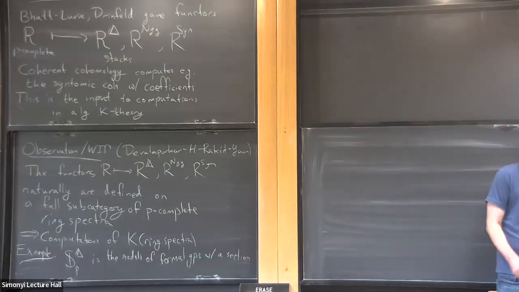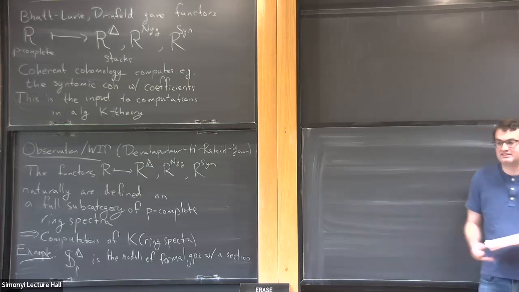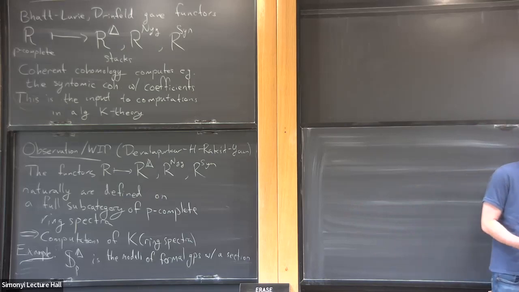I think someone asked, what's a section of the formal group? So the moduli of formal groups has living over it the universal formal group. And I think this is that. But I really would like to talk about differential topology a little bit. We'll come back to this at the end. So thank you.